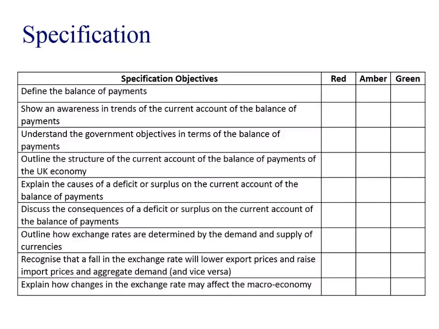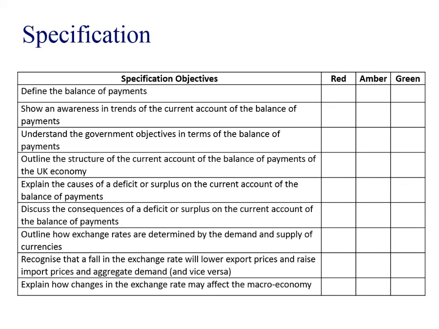So that's all of the specification objectives. So define the balance of payments: the record of the money flowing in and out of a country. Awareness of the trends of the current account. We haven't actually done that, but we've had a deficit since around about, I think, 98, 99, 97, round about the time you were probably born. The UK's been running a really big deficit, and it's mainly because of importing more goods than exporting.